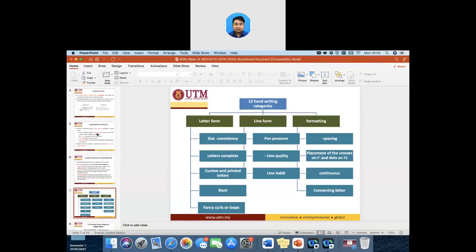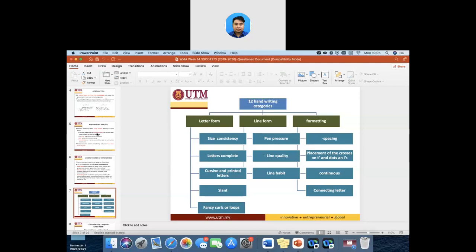Cursive and printed letters. Ada setengah orang suka tulis sambung-sambung, ada setengah orang suka tulis satu-satu, and ada setengah orang juga combine all of that. We will look into these characteristics, kita tengok contoh-contoh selepas ini. Fancy curls ataupun loops: ada setengah orang suka tulis fancy, contohnya huruf F ada echo terlebih-lebih. All of these characteristics, as I mentioned before, lead to individualization. That is in terms of letter form.